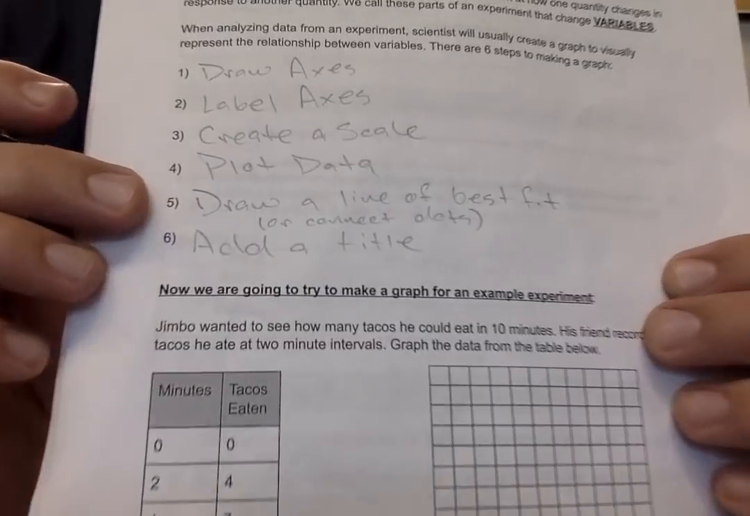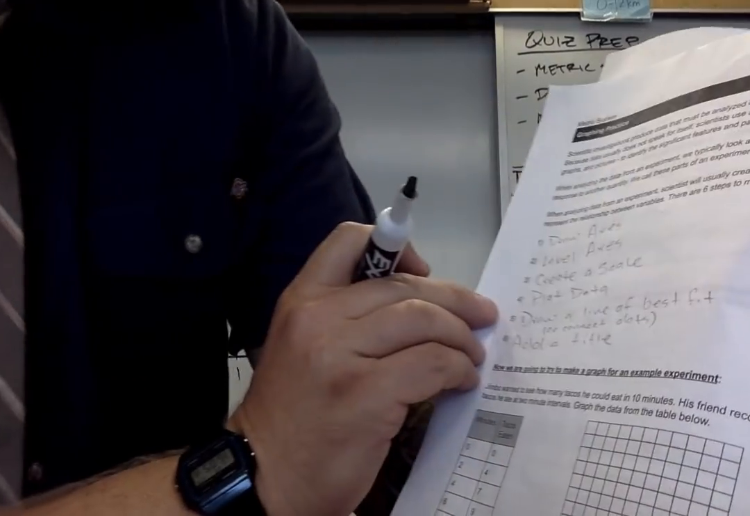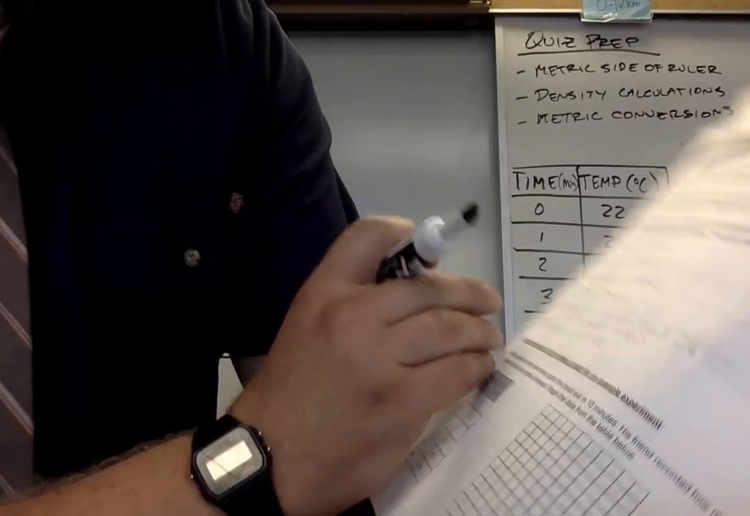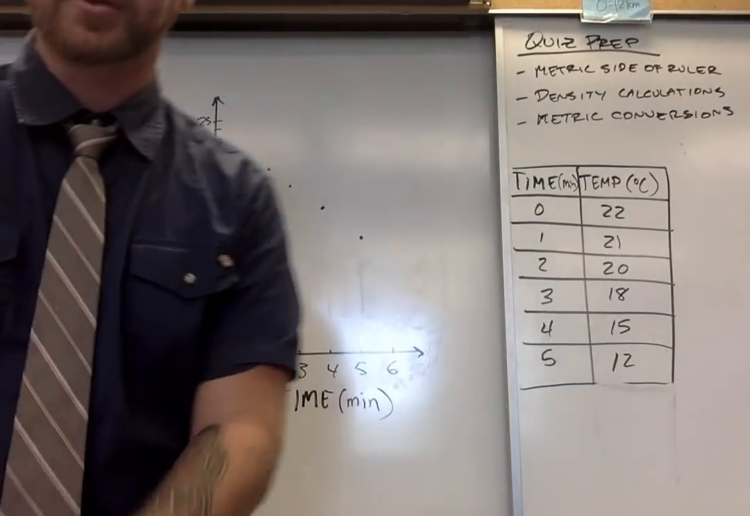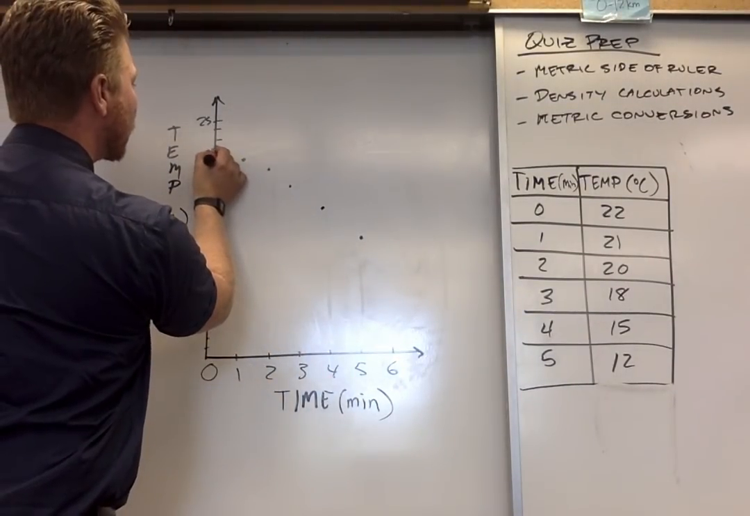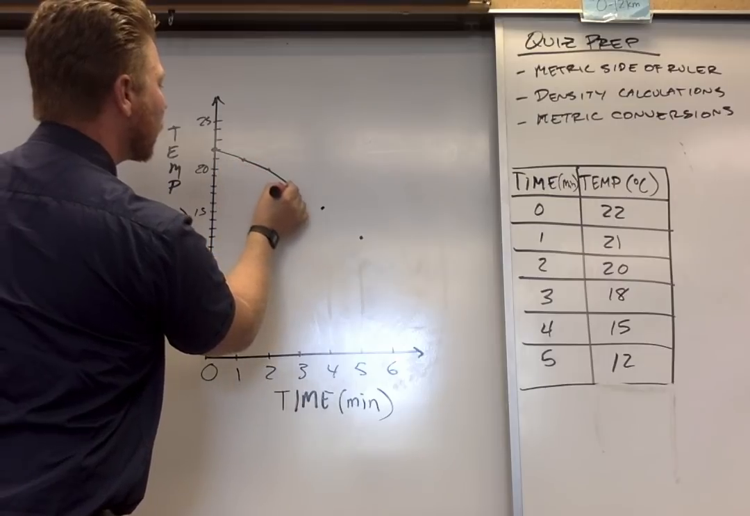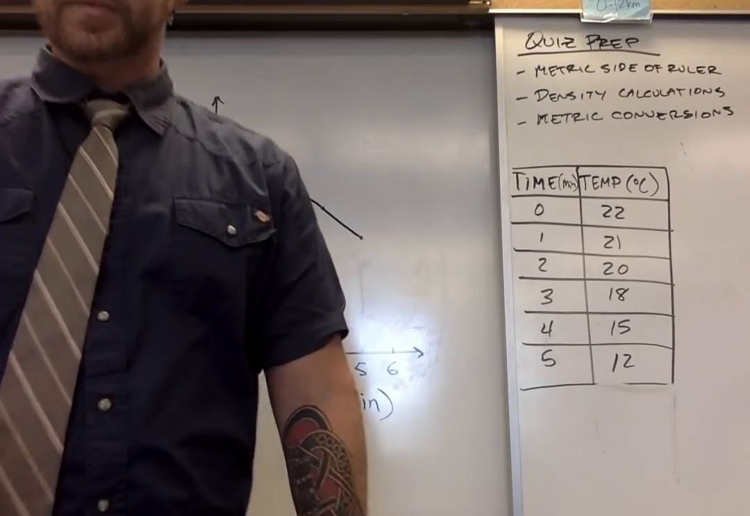What is number 5? Draw a line of best fit. I don't know, Mr. Morn wrote that. Or connect the dots. That's what we're going to do. So we want to connect all these dots now. And there we go. We've connected the dots.